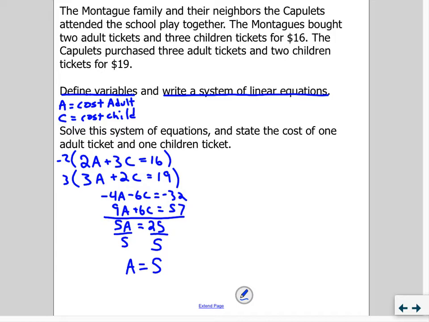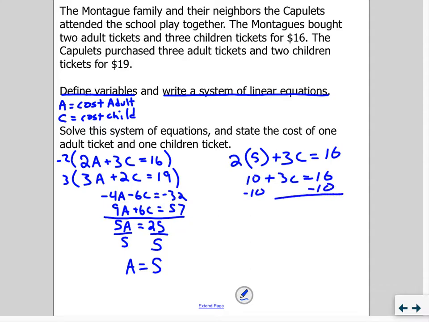Let's use that to figure out the cost now. I go back to one of my equations. So maybe 2 times 5 plus 3c is equal to 16. I'm solving for c now. 2 times 5 is 10. Subtract 10 from both sides. 3c is equal to 6. So the cost of a child ticket is 2.